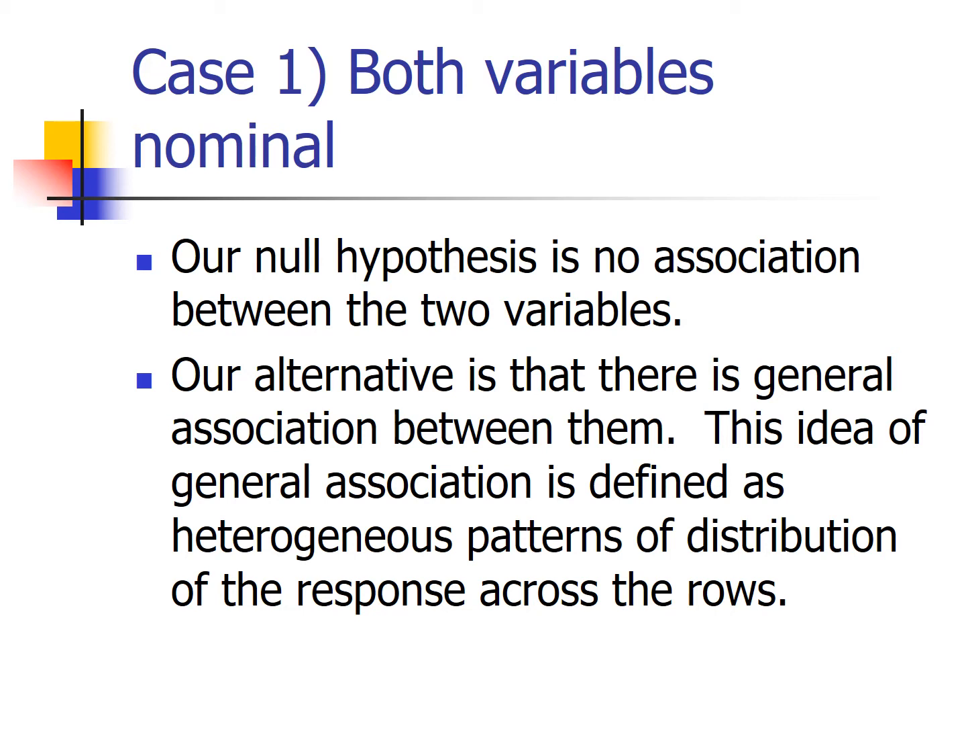What do we mean by general association? General association in this case is defined as a heterogeneous pattern of distribution across the rows. That is, each row has its own probability distribution, and a homogeneous pattern would mean that all the rows have the same probabilities. Heterogeneous means at least two of those rows have a differing set of probabilities.